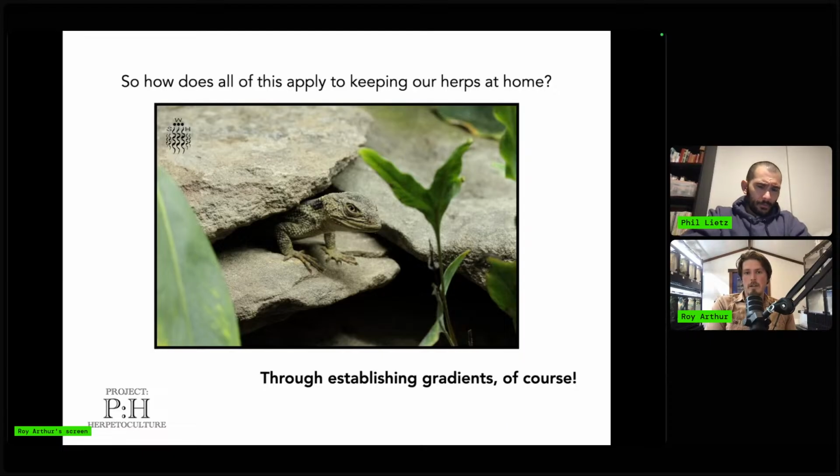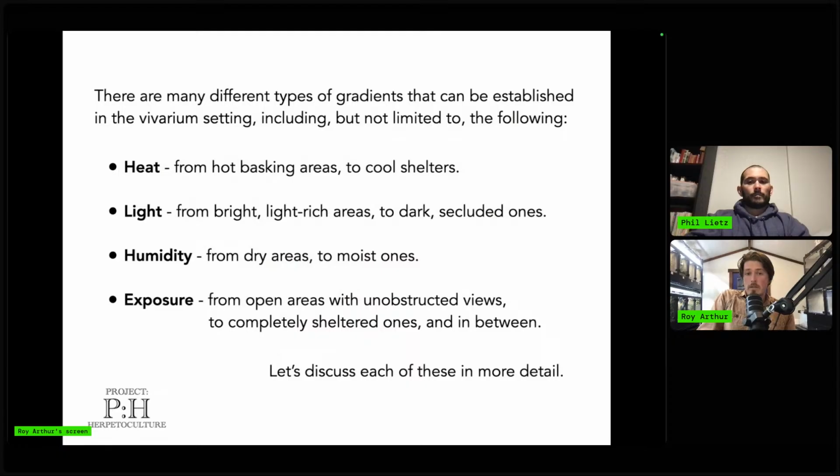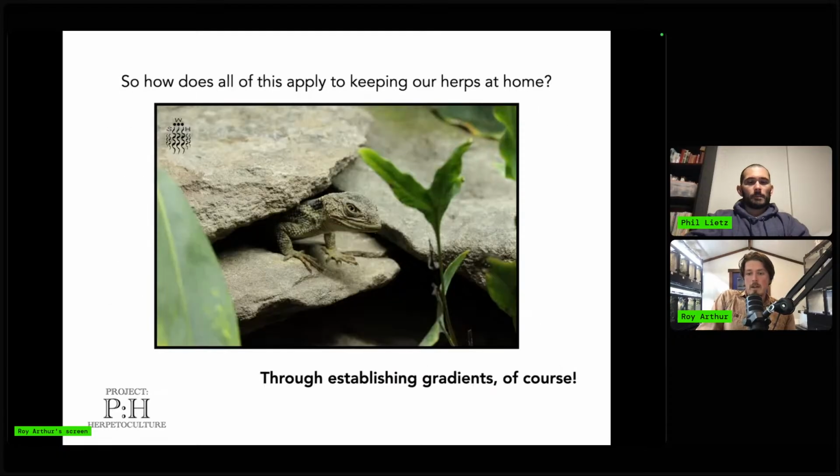So again, this photo here is an example of a classic microhabitat specialist. This is a Xenosaurus numanorum, a species I kept here for several years. And they essentially live in these very narrow crevices in the Chilitla region of San Luis Potosi in Mexico.